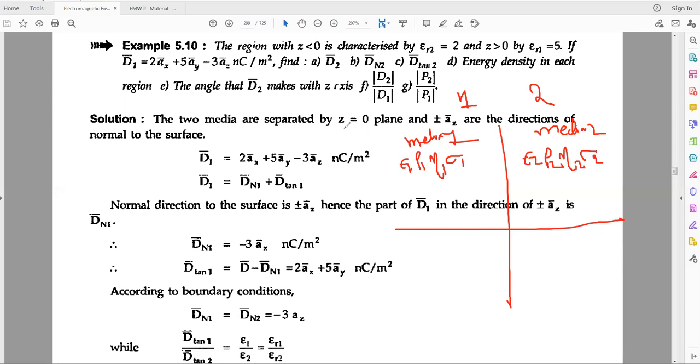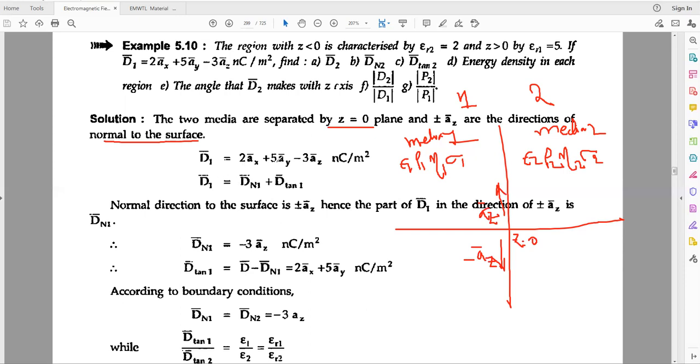The two media are separated by the Z equal to 0 plane. This is the Z equal to 0 plane. And plus or minus AZ are the directions of normal to the surface. Okay, there is a plus or minus. It's a plus direction of AZ and a minus direction of AZ. AZ bar is positive, and this one, AZ bar downward, means negative.